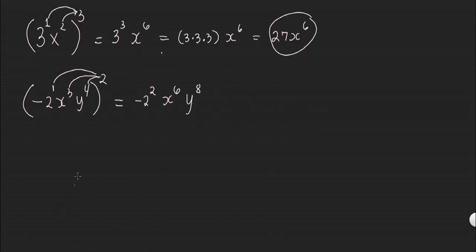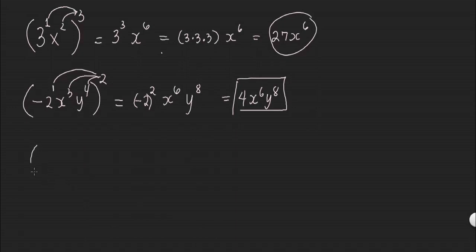Okay? Then we simplify. So, negative 2 raised to 2. Okay, lagyan natin ng parenthesis yan. No? Negative 2 raised to 2, that is 4. And we have x raised to 6, y raised to 8. And that's the final solution.